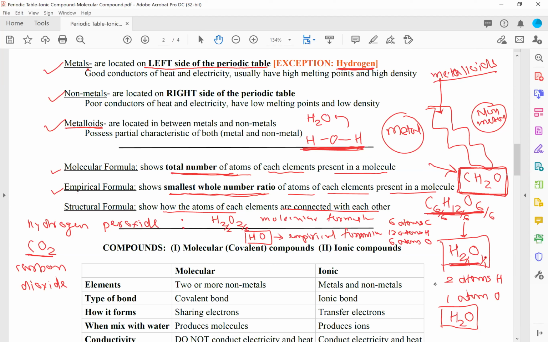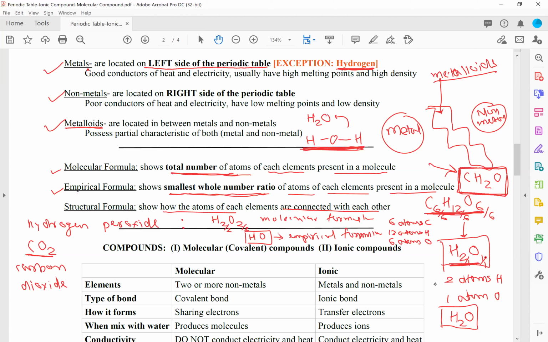CO2. Yeah, CO2. Good job, guys. Great. Why? Because there is no way you can simplify this formula any further, right? Or it is already the smallest whole number ratio of atoms. So yes, in this case for carbon dioxide, the molecular formula and the empirical formula are going to stay the same.